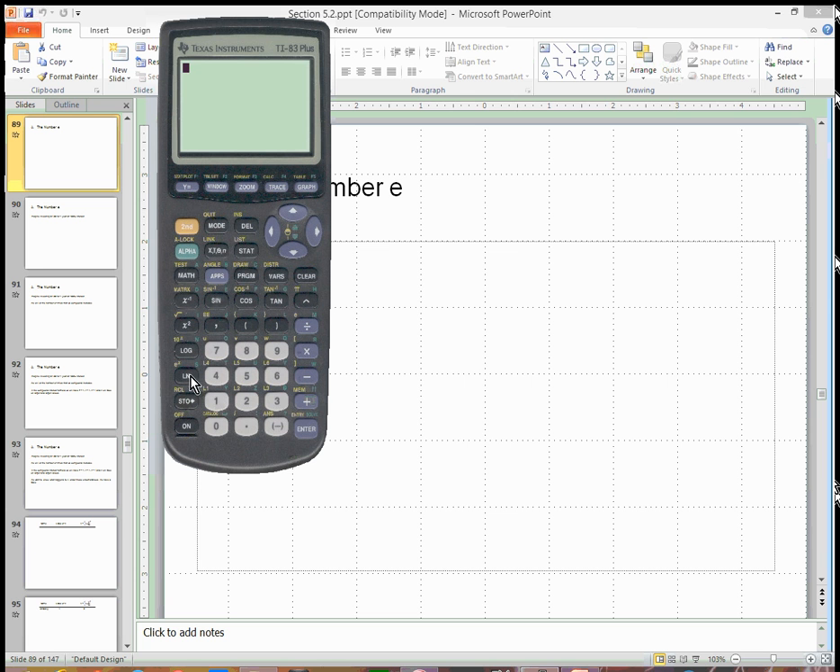Right here in orange is e to the x. On the 84, it would be in blue. Always use this key for taking e to powers. This e is just the number e itself. Now, just like pi has approximations, so does e.